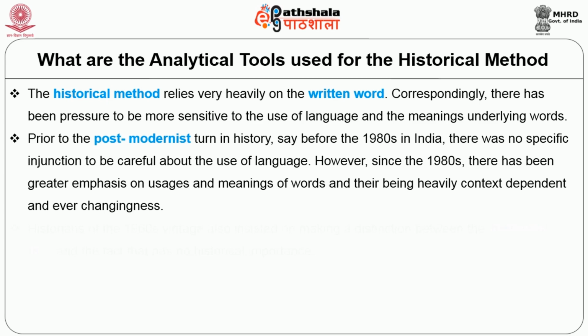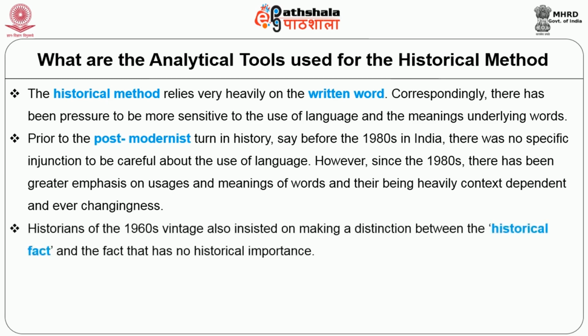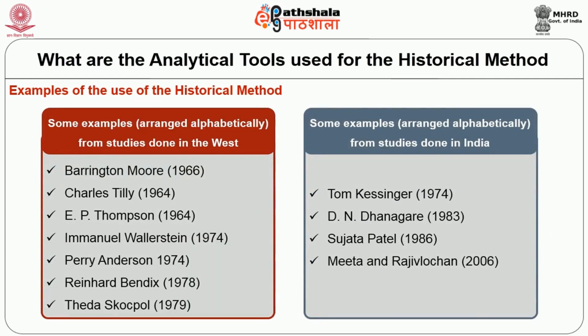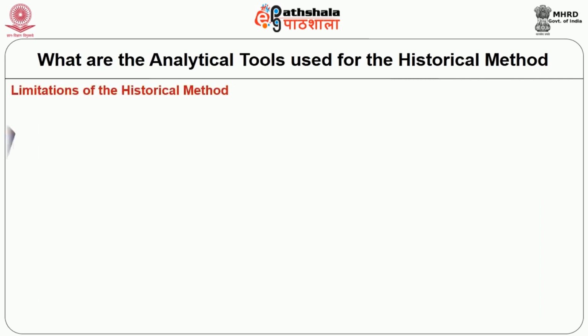and ever changing. Historians of the 1960s vintage also insisted on making a distinction between the historical fact and the fact that has no historical importance. However, today it is understood that this is a false distinction and what fact is of value for understanding the past is dependent on the manner in which questions are posed and answers sought. Here is a list of examples of the use of historical method. Then let's look at the limitations of the historical method.